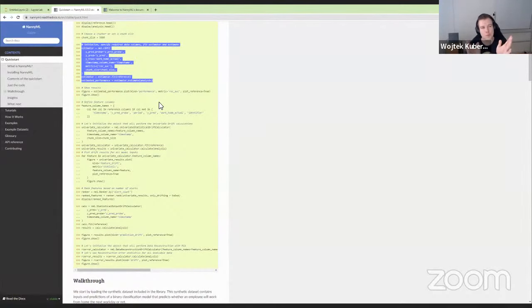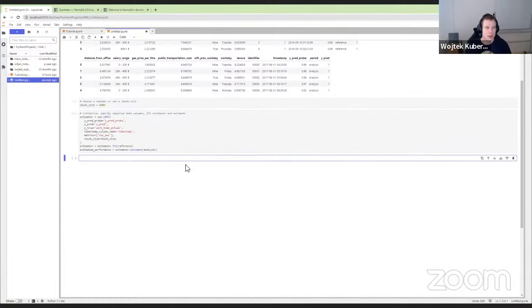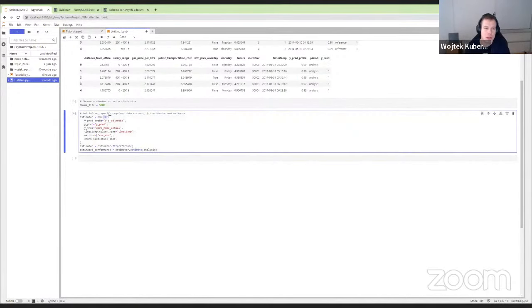Then we're going to try to estimate the performance of our model. So here we'll have to feed an estimator. Again, I'm just going to copy it and walk you through the code as it is here. What we're doing here is we feed an estimator, which is our confidence-based performance estimation algorithm, which is the one I explained in the presentation.